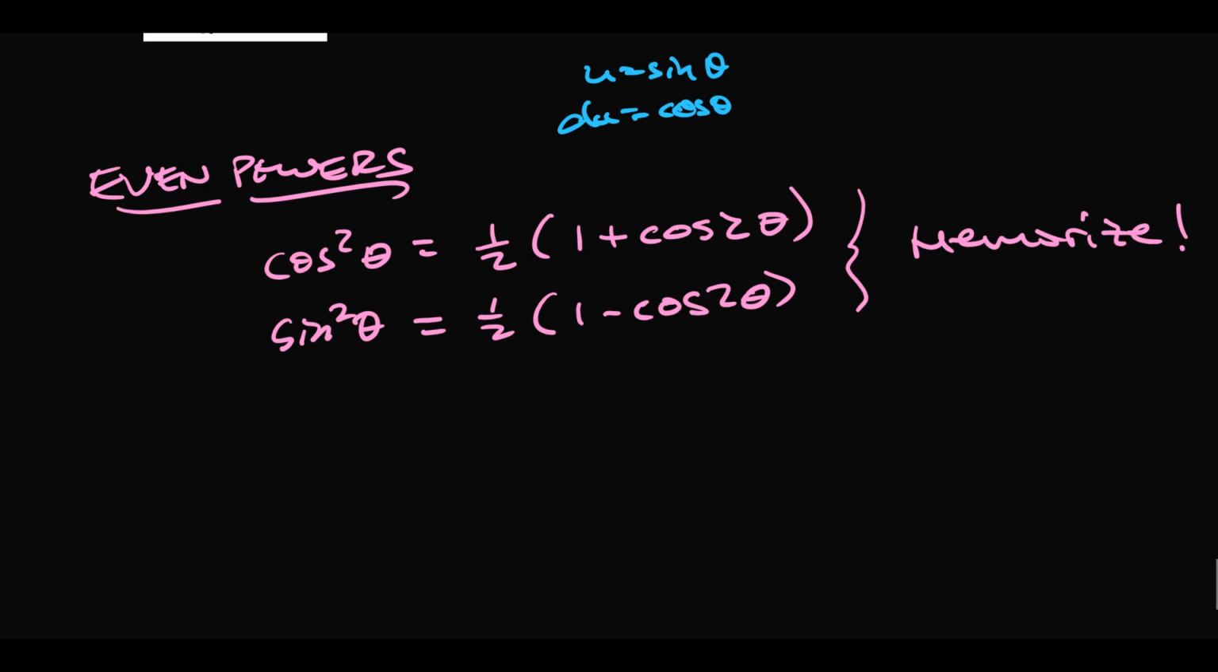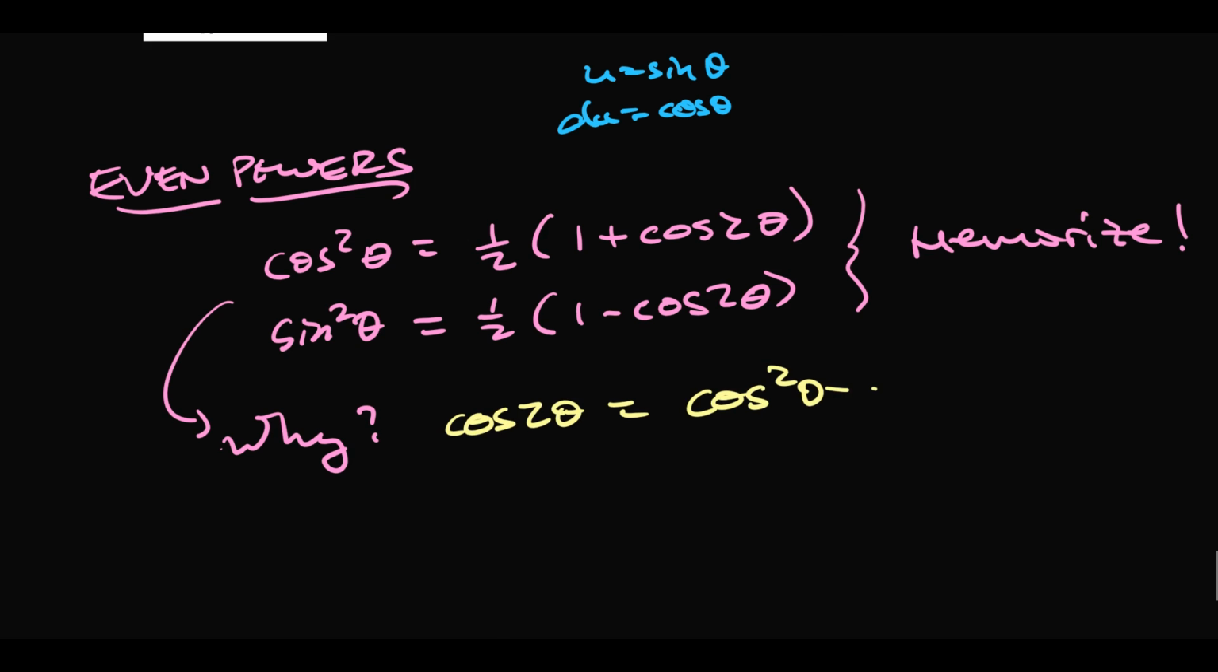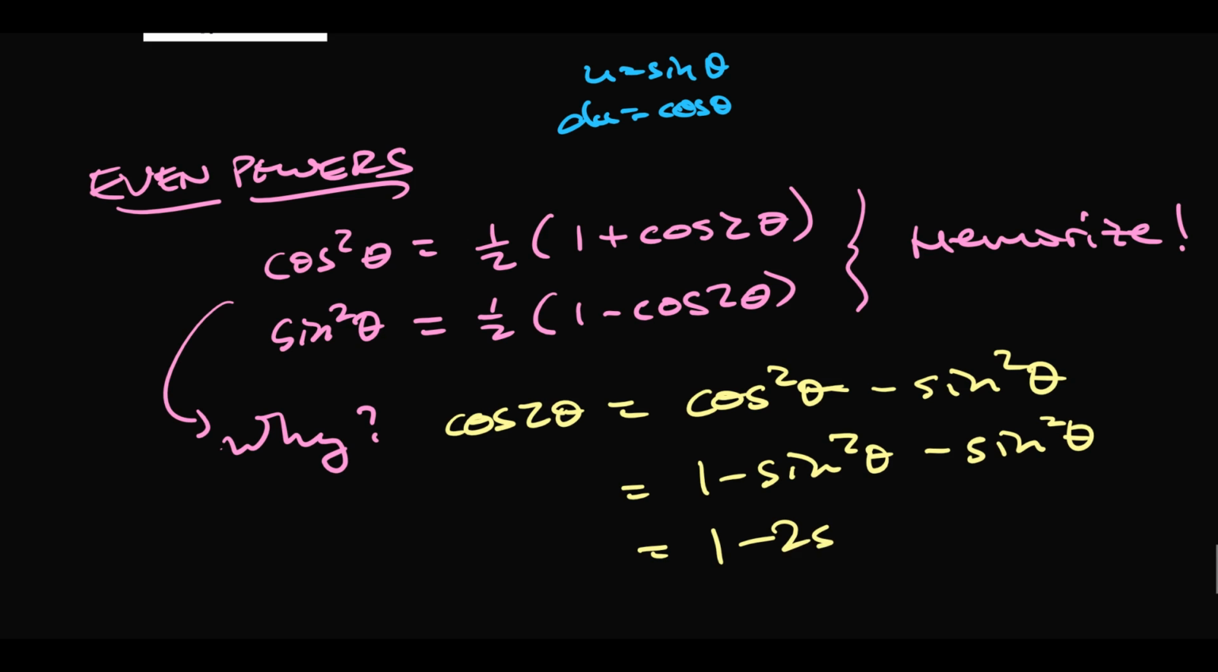They're used almost weekly in this class. So where do they come from? Well, if you remember cosine of 2 theta, this is cosine squared of theta minus sine squared of theta. This is from trig. But cosine squared can be written as 1 minus sine squared of theta, and then minus sine squared theta. And so this is 1 minus 2 sine squared theta.